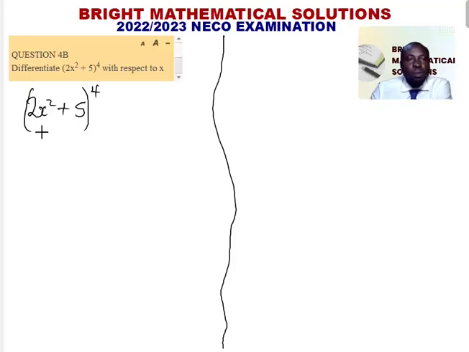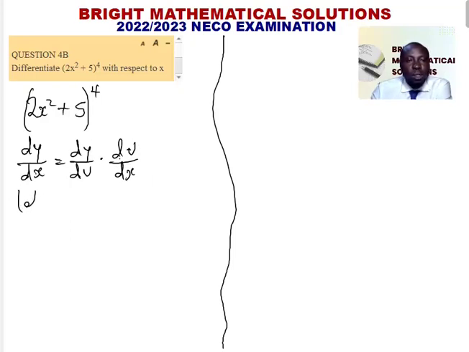And to differentiate an expression like this, we are going to use the function of a function rule, which says dy/dx equals dy/du times du/dx. Recall, if you cancel this expression, you come back to dy/dx.